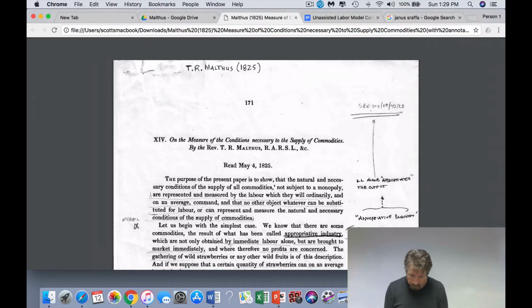And there Malthus introduces the wild strawberries industry, and calls it the appropriative industry. For Malthus, the wild strawberries industry is going to be purely appropriative in the sense that it's not going to have a profit factor attached to it. That's where I differ with Malthus here. I'm going to develop that in the notes here, and I have all of these notes available to folks.